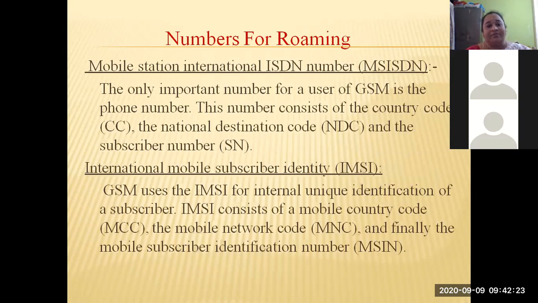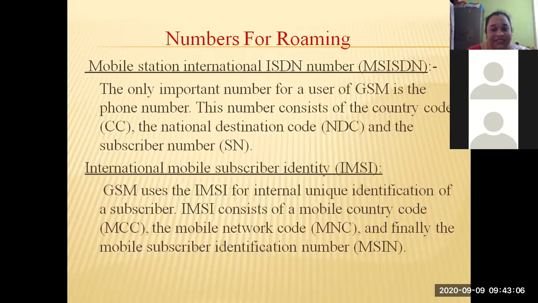Right. The numbers needed for roaming start with the mobile station international ISDN number, that is called MS-ISDN. That is the first number. The only important number for a user of GSM is the phone number. This number consists of the country code. The MS-ISDN, the mobile station international ISDN number, is nothing but our mobile number itself. It consists of parts: the country code, that is CC, the national destination code NDC, and the subscriber number SN.